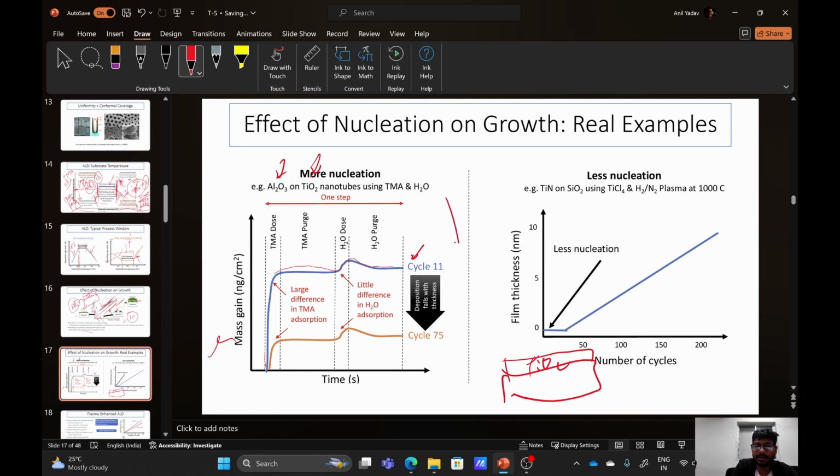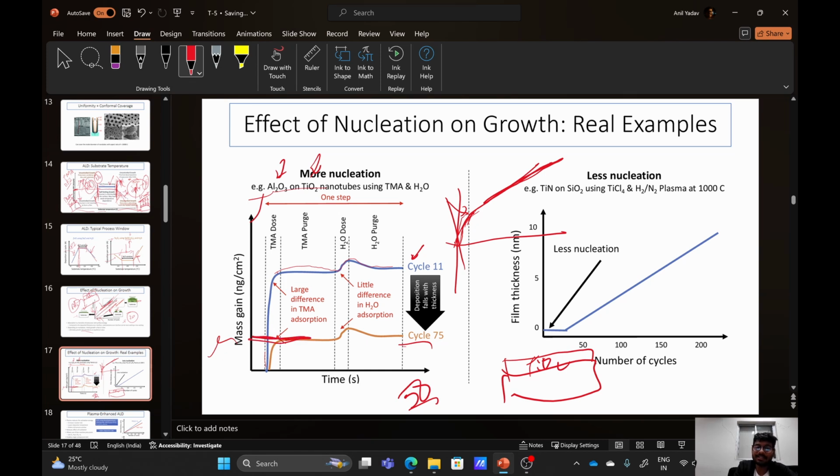This will be the kind of profile: initially there will be a higher growth rate, and then it will be constant. This happens because of the more wetting of the substrate, so you can see the mass gain is higher during the initial cycles. But as you deposit more, let us say after 50 cycles, the TiO2 layer is fully covered with Al2O3, and then the growth rate saturates at this level.